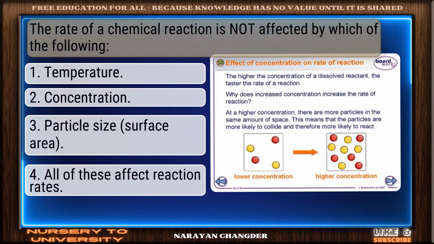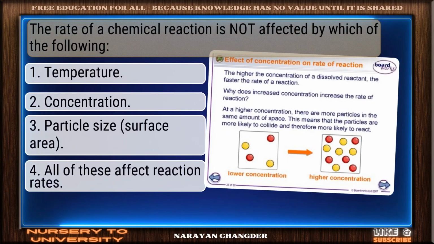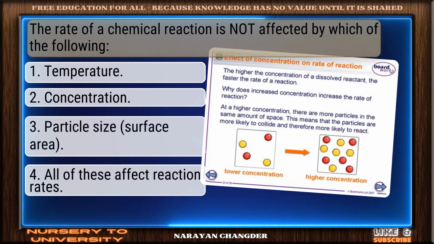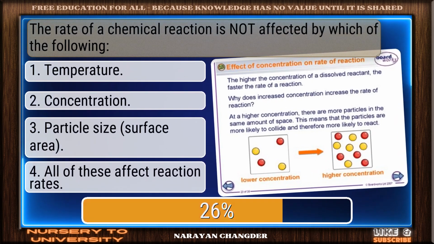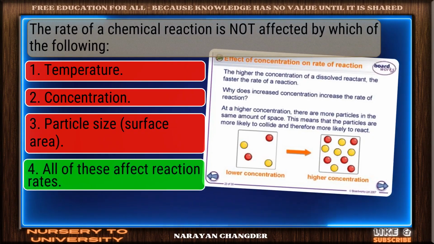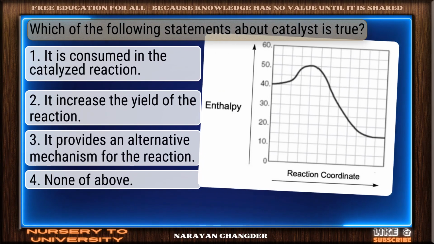Option 1, temperature. Option 2, concentration. Option 3, particle size. Option 4, all of these affect reaction rates. Perfect choice. All of these affect reaction rates. Which of the following statements about catalyst is true?